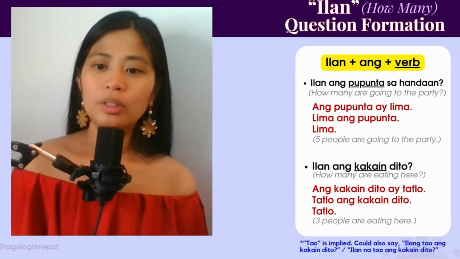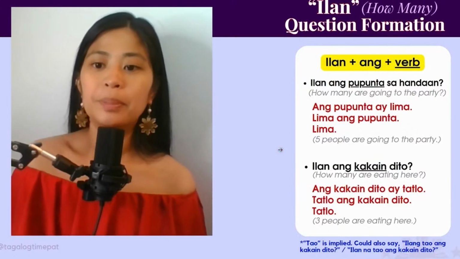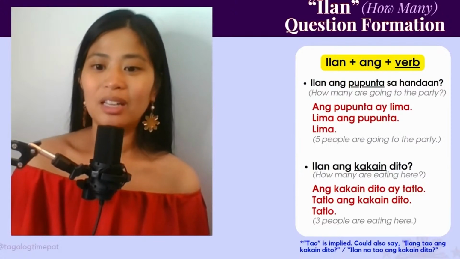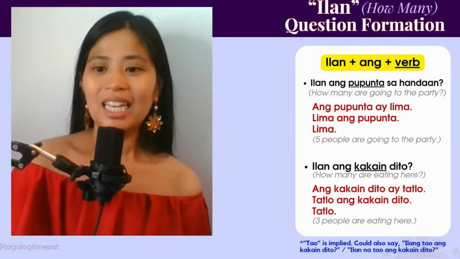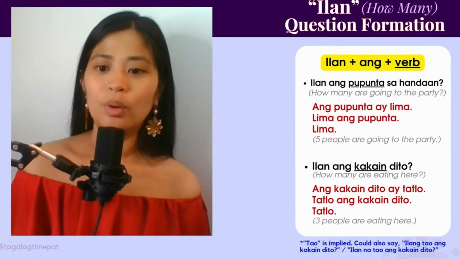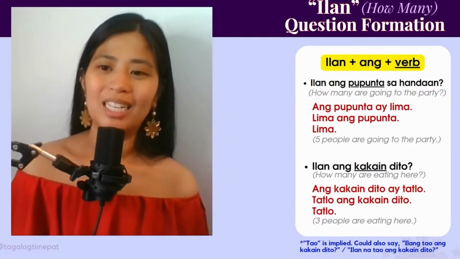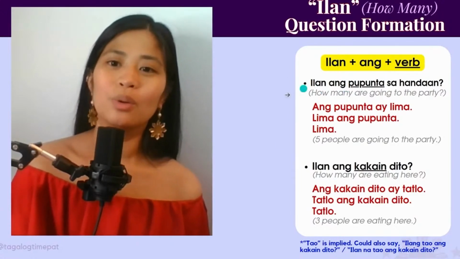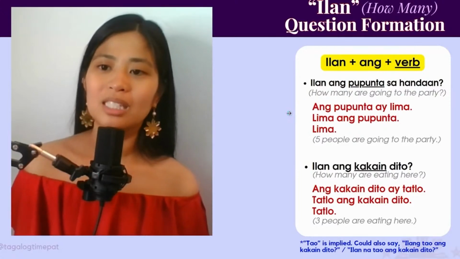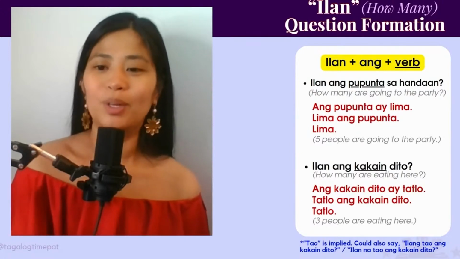So, both of these questions ask about like how many people are coming, how many people are eating. And I didn't add the word tao because it's kind of implied already. Like, ilang tao ang kakain dito or ilan na tao ang kakain dito. Those just kind of make it a little bit more complicated. If you want to just get straight to the point of the question, you don't have to add the word tao. It's kind of implied. So, ilan ang pupunta sa handaan, ilan ang kakain dito. It's asking about like the people. Okay.